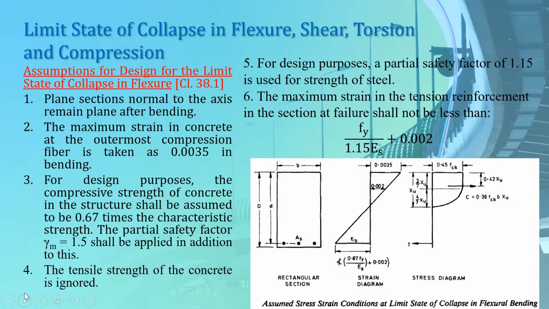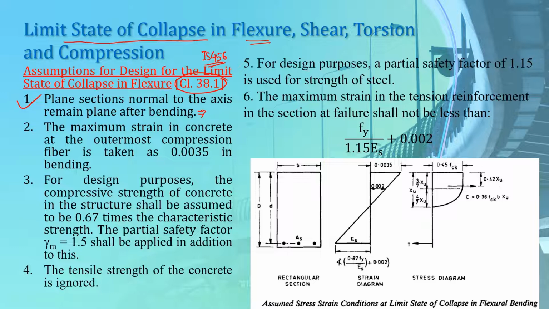Now let's go to our assumptions for limit state of collapse in flexure. These assumptions are the very basis which governs our design for limit state in flexure here. So this is given in clause 38.1 of our IS code 456. Let us see what these assumptions are. First, plane sections normal to the axis remain plane after bending. So what does this mean?